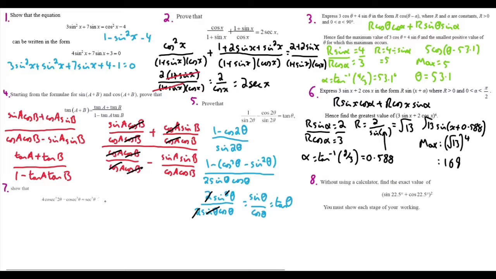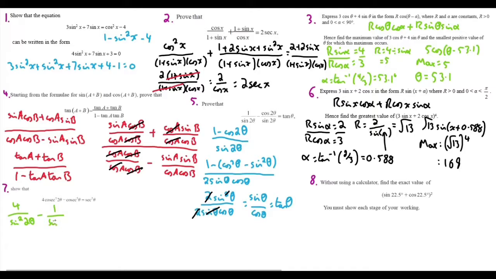Question 7 down here. Show that 4 cosec squared 2 theta minus cosec squared theta equals sec squared theta. Well, with these questions where you have your cosecs and secs and so forth, I would suggest rewriting these in the more recognizable forms of sine and cos. So this here would be 4 over sine squared 2 theta, then minus 1 over sine squared theta. These we can now try to rewrite and simplify slightly.